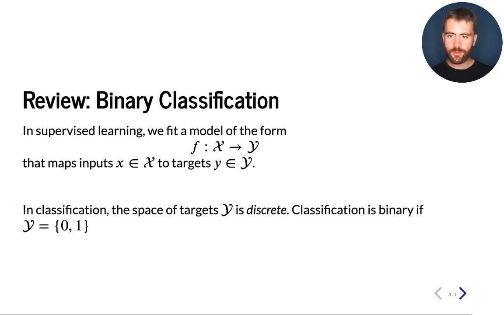So for this video, we will focus on the problem of binary classification, which is the setting in which the target y is discrete, and we're going to assume that the two classes are encoded with a 0 and a 1. And we have a model that maps inputs to targets, which we're denoting by f, and this is the model that we're going to try to represent in a form that is inspired by how the brain works.